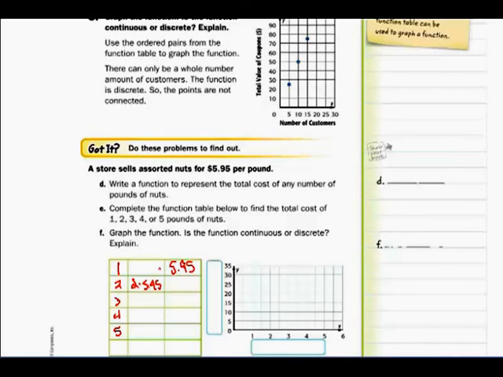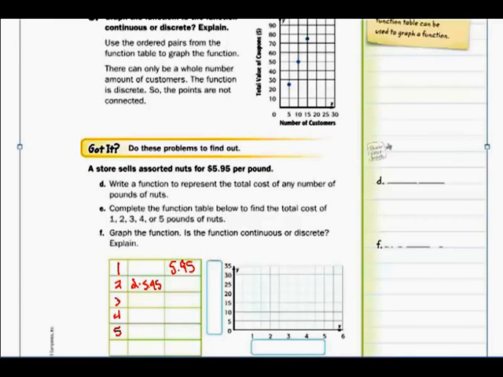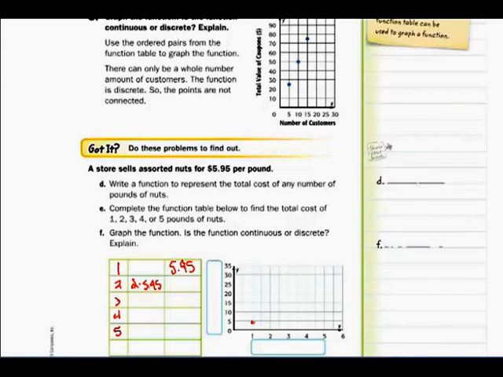And then whenever you graph it, is this continuous or is it discrete? Now, if I were going to do this out, I would have 1 at 5.95. So I'm going to put a dot right about here. 1, 5.95. Now, 2, I know it's going to be 11.90 if I were going to do my multiplication out there. But now think about this.